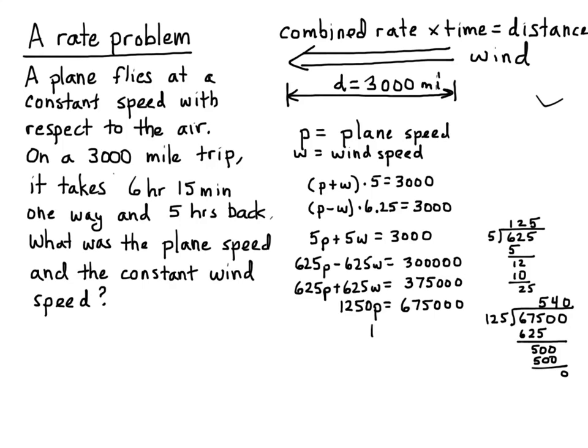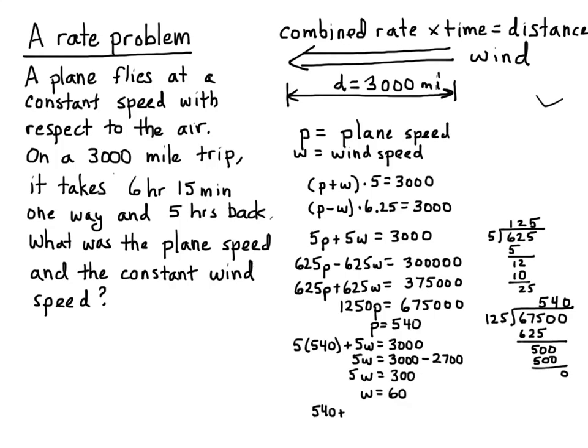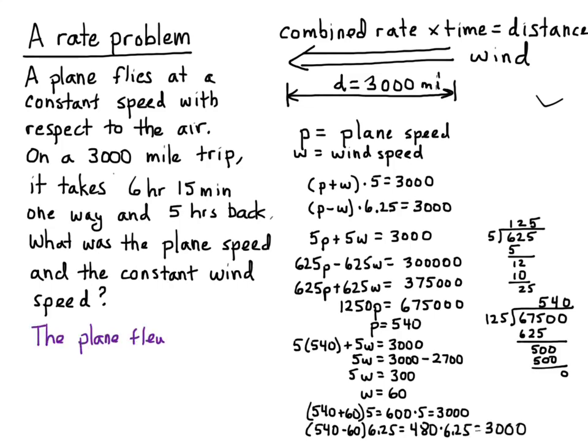And now what I do with that is I will put my plane speed in the simpler equation, and then solve for that, and I get my wind speed equals 60 miles an hour. So if I test it in the first equation, this works. Test it in the second equation, it works again. So then I'll answer in a sentence: the plane flew at 540 miles per hour, and the wind blew at 60 miles per hour.